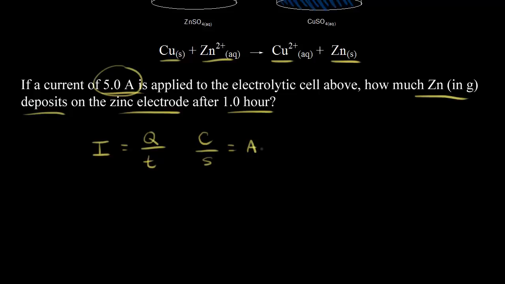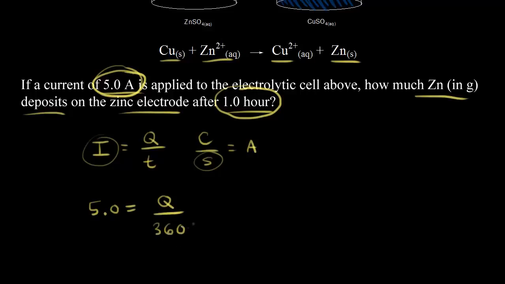So let's plug in what we know. We know the current is 5 amps, so we get 5.0 amps. We don't know what the charge is, but we do know the time. All right, so how much time are we talking about here? 1 hour. We need to convert 1 hour into seconds. So how many seconds is 1 hour? There are 60 minutes in an hour, and each minute is 60 seconds. So 60 times 60 gives us 3,600. So there are 3,600 seconds in 1 hour.